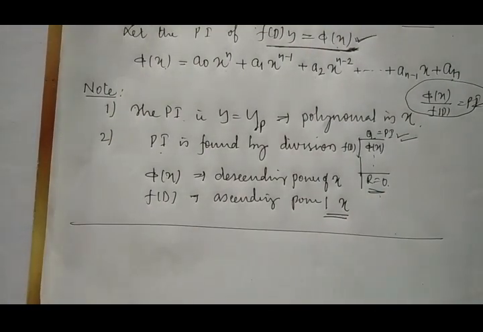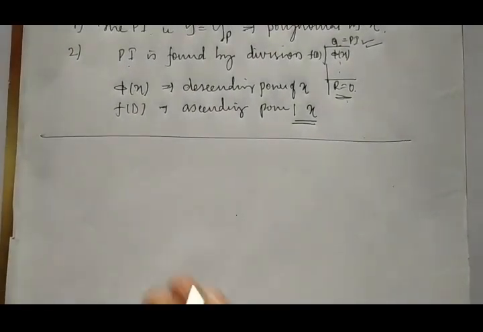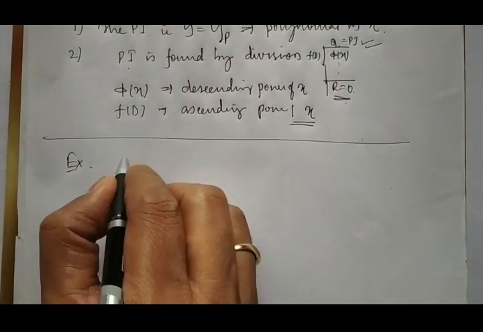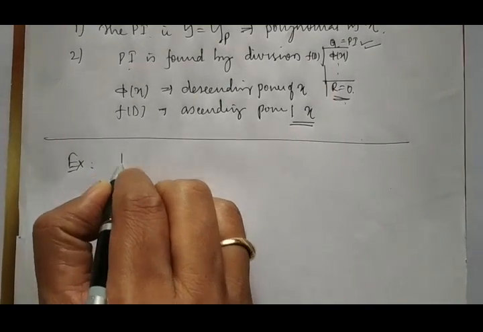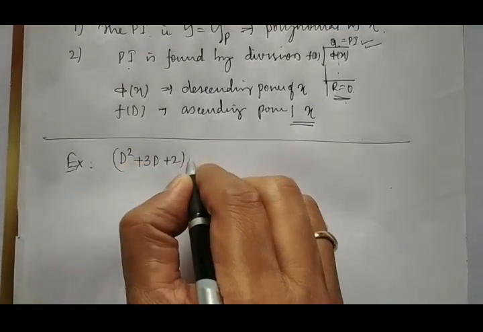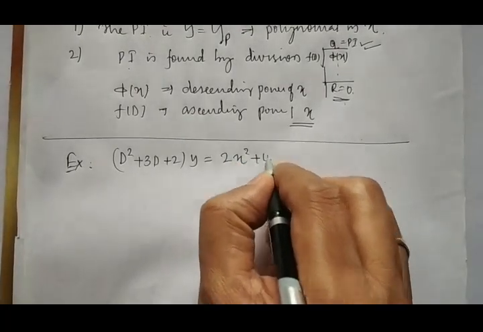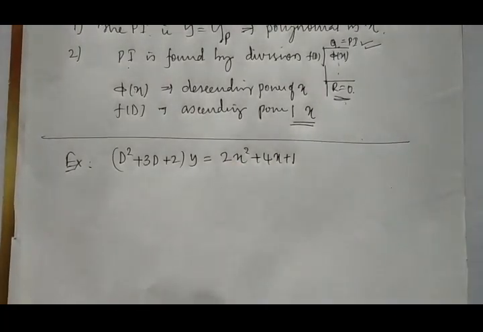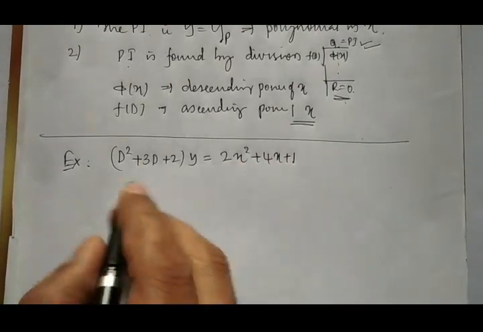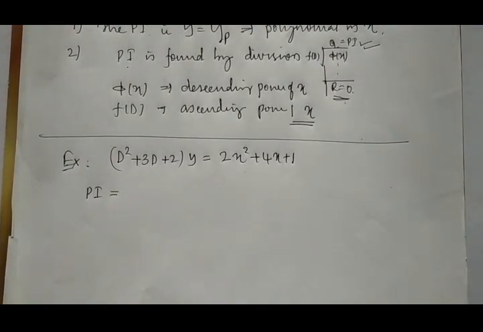So let us take one example here. A small example I'll take, then after that we'll continue with the next example. Suppose it is given like D square plus 3D plus 2 of y is equal to 2x square plus 4x plus 1. Here I will not calculate how to get the complementary function and general solution. Now I'll focus only on getting the particular integral in this case. Afterwards, in a regular example, we'll take both.